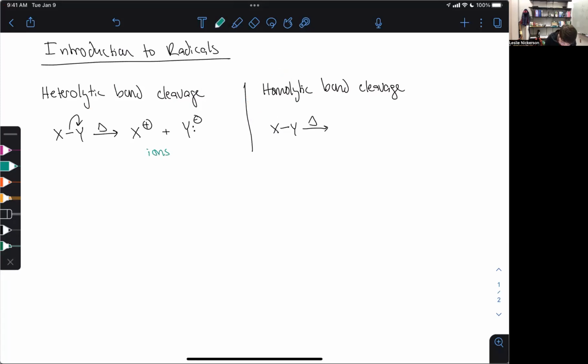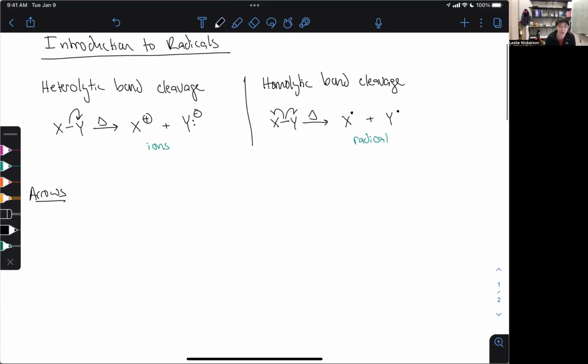To do this, we have different arrows, and we'll talk more about the arrows in a second. We have these little fishhook arrows showing that we're going to be putting one electron on X, one electron on Y. That's going to give us two radical species, on X and Y, okay? Let's talk a little bit more about the arrows here.